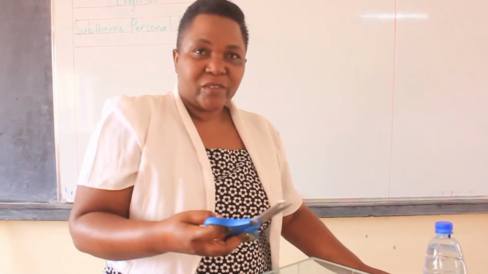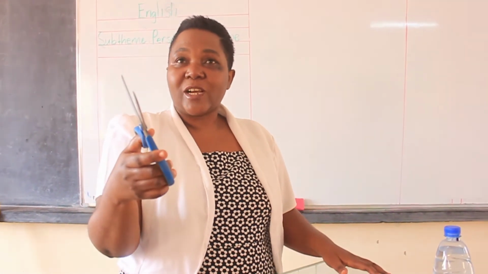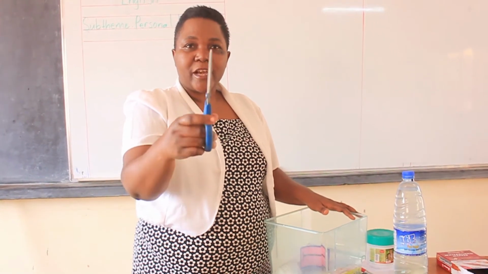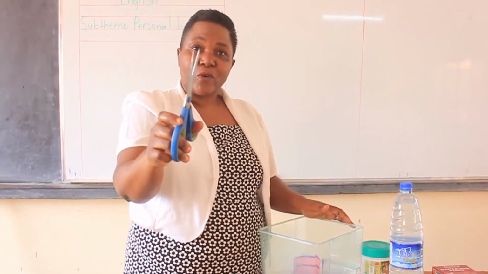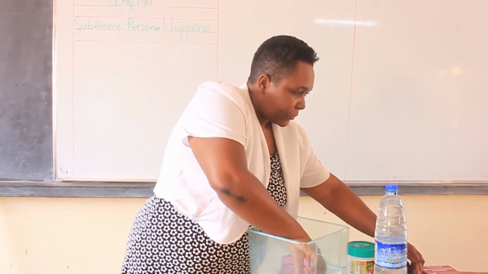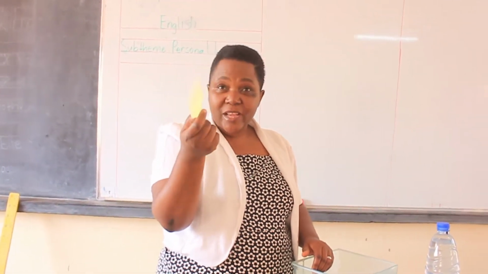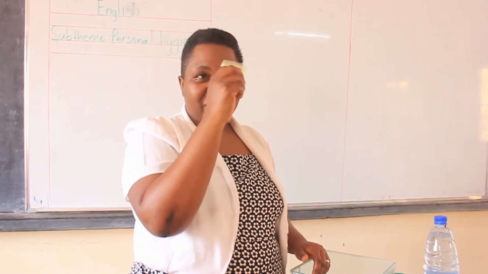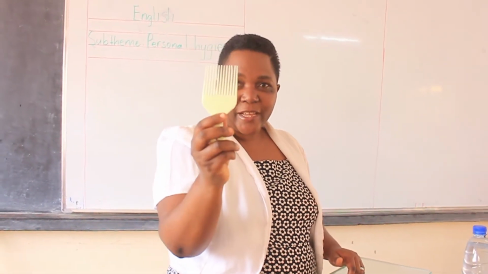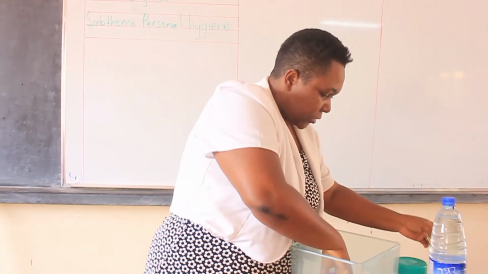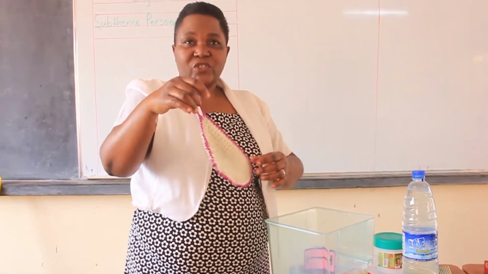And this is a pair of scissors. We can use it to cut our hair short. A pair of scissors. This is a comb. We have different types, but today I brought this one. This is a comb that can be used with somebody with long hair. A comb. With me here, I have a sponge.